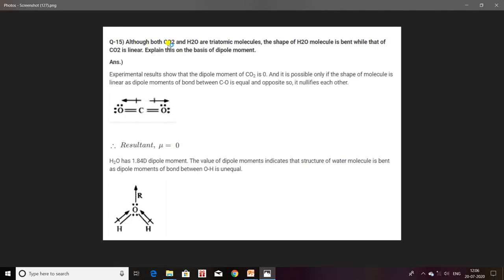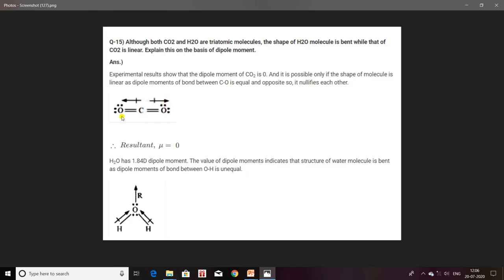Next question is, although both CO2 and H2O are triatomic molecules. Triatomic molecules means 3 atoms. Okay, tri means 3 atoms. So these molecules have in total 3 atoms. The shape of the water molecule is bent while that of CO2 is linear. Explain this on the basis of dipole moment. So here when we draw the structure of CO2, you will observe that the dipole moment of the CO bond is in this direction because oxygen is more electronegative, and the dipole moment of this bond is in this direction because oxygen is more electronegative.